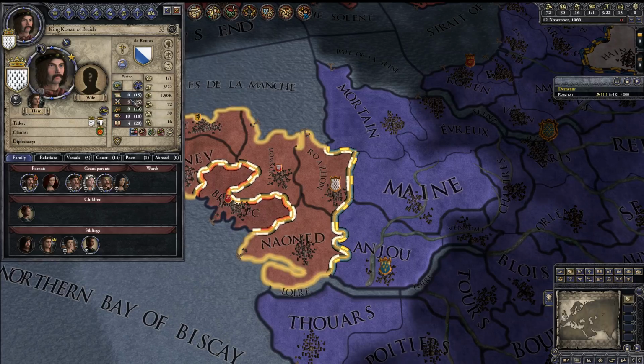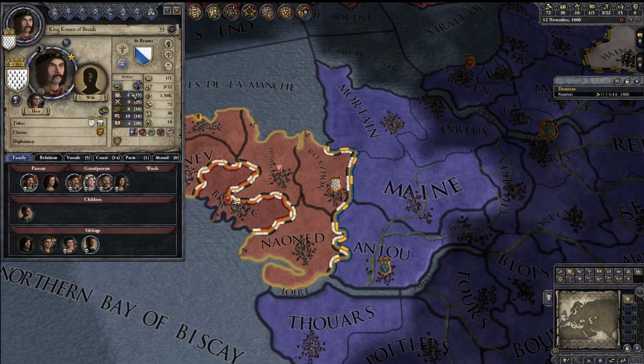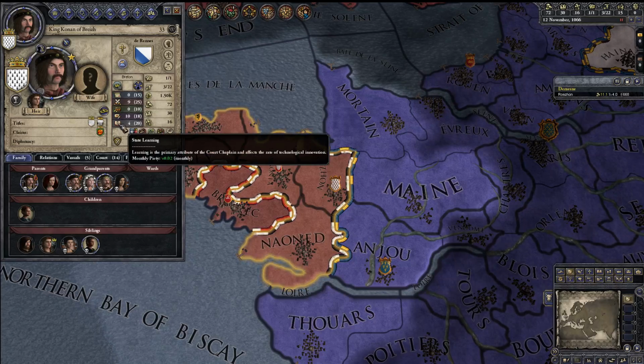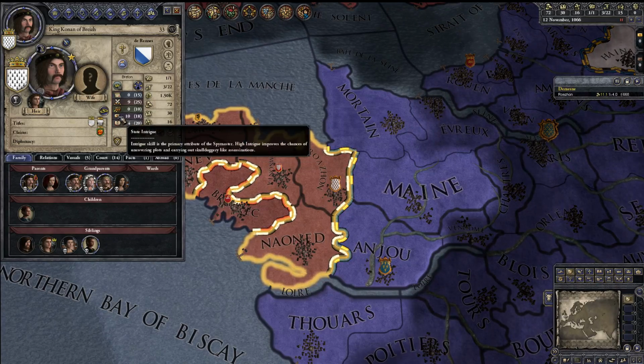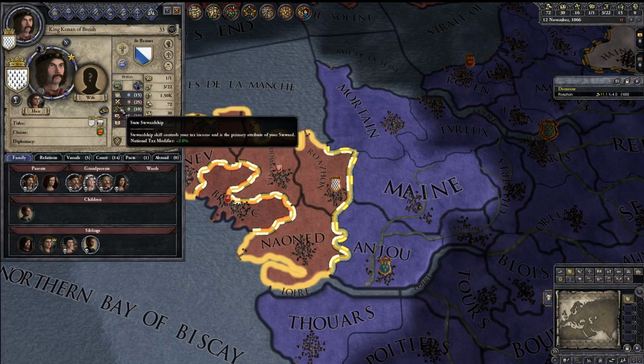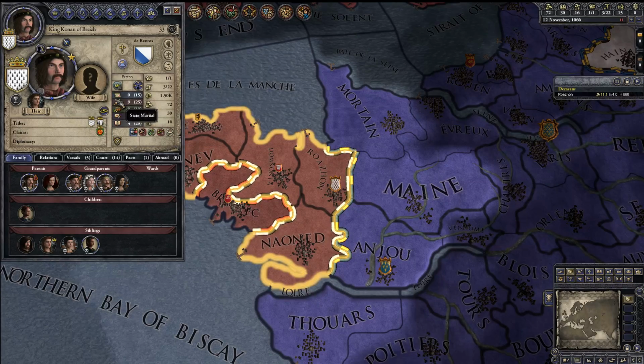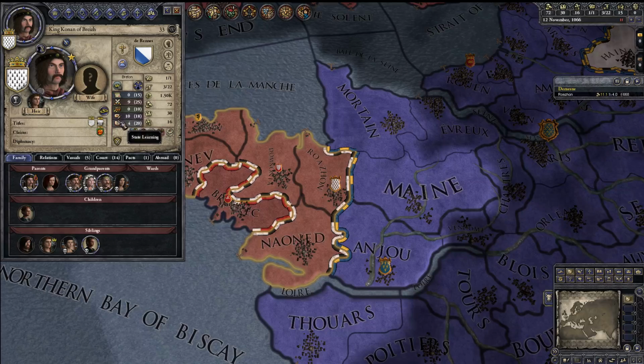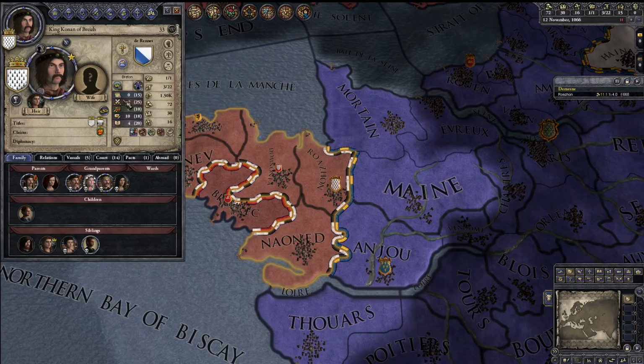Alright, so coming below that, we have our stats. These right here show what the stat is for, and they tell you what they give you. So our stat intrigue helps with assassinations. This gives our tax modifier. Martial is for land organization. Monthly prestige for diplomacy. Monthly piety for learning.